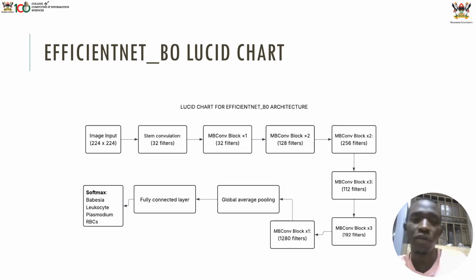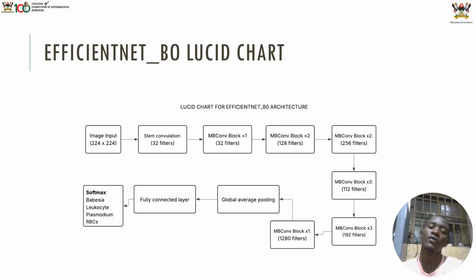Then from there, we have our global average pooling, which converts each feature map into a single value. It also reduces the dimensionality, which helps in preventing overfitting during the training of the model.